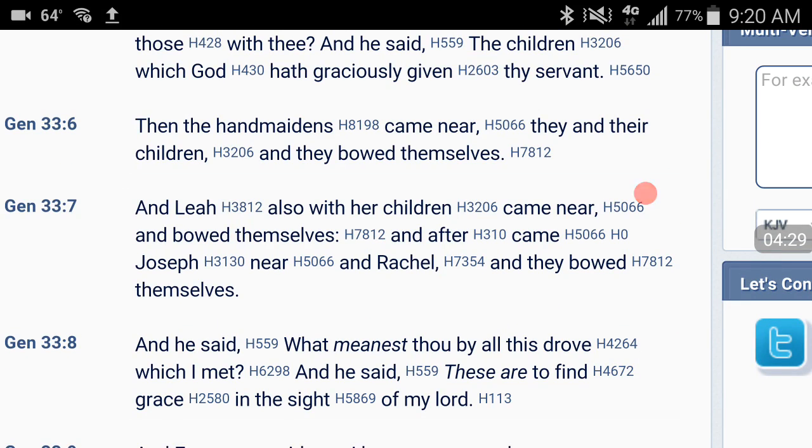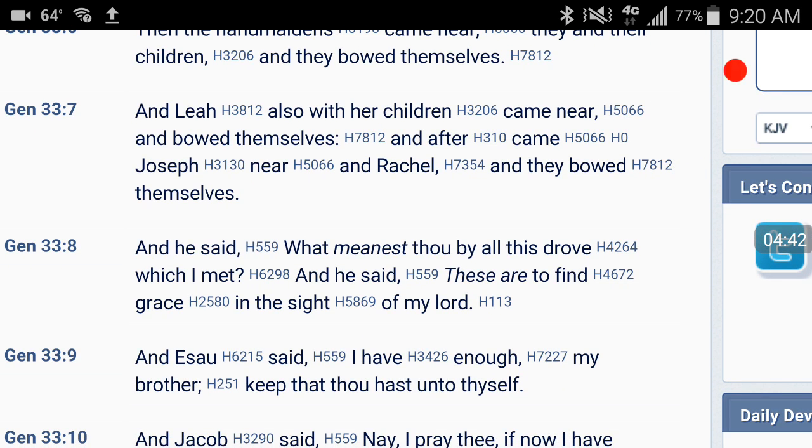Verse 6, and the handmaidens came near, they and their children, and they bowed themselves. And Leah also with her children came near and bowed themselves. And after came Joseph near Rachel, and they bowed themselves. And they're all bowing, not in worship, but in submission, in humility. And he said, meaning Esau, what meanest thou by all this drove which I have met? And he's like, why are y'all coming out? I'm coming to this town. Why did you meet me here instead of me just coming to your home?